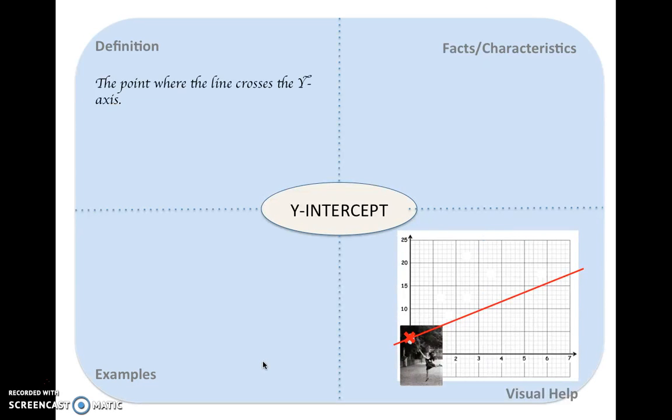So in our index cards, it looks like this. The y-intercept is the point where the line crosses the y-axis. It is expressed as a number, can be positive or negative, or 0. And here are some examples.